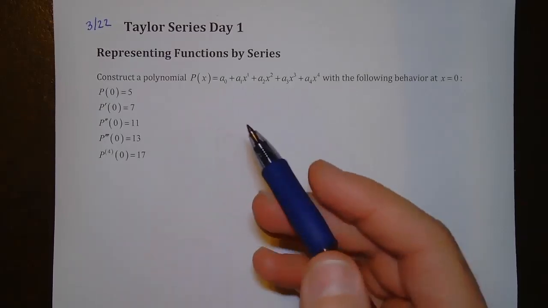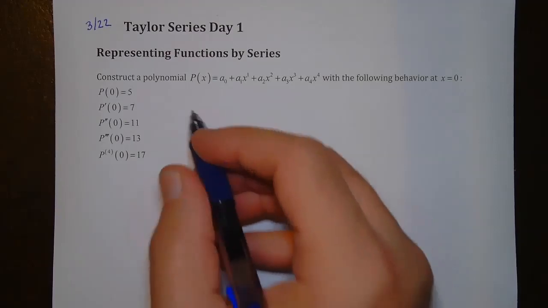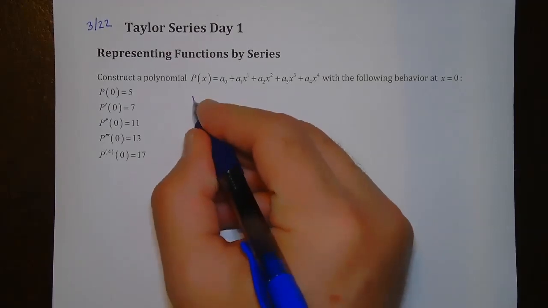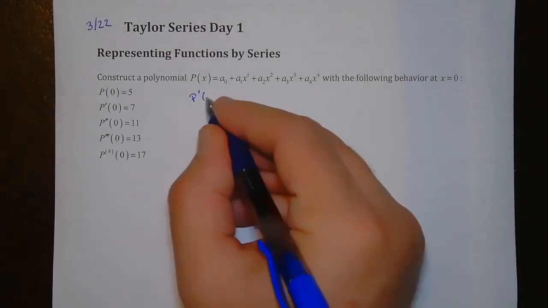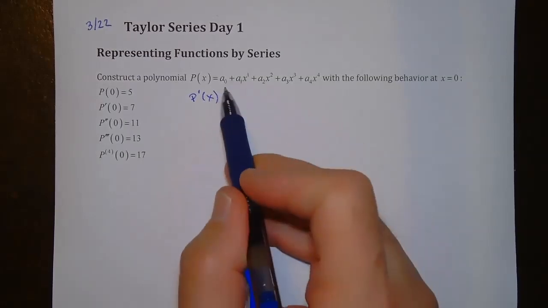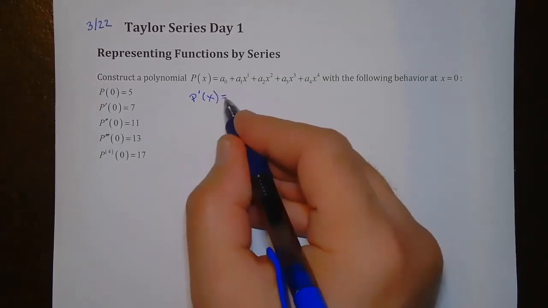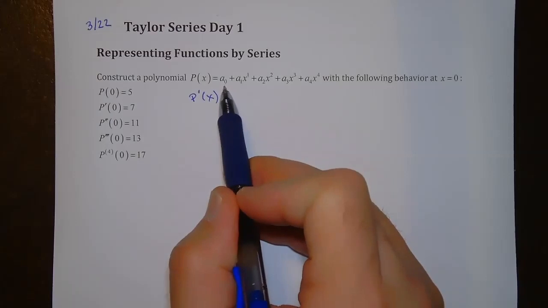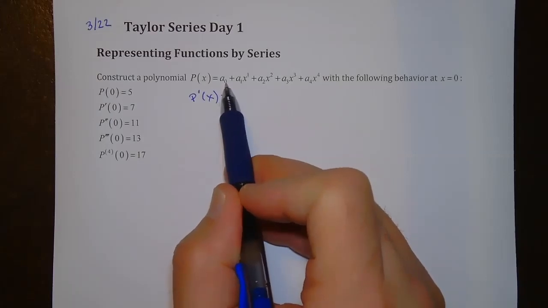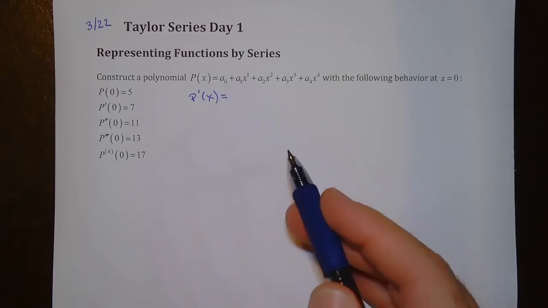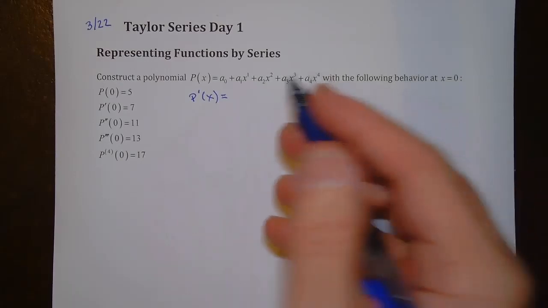Okay, so what would the derivative of p of x be? That'd be p prime. So I'm going to write p prime of x equals. Now a sub 0 right here is a constant. So when I take the derivative of it, it's going to be 0. I'm not going to write it because it'll just be 0.